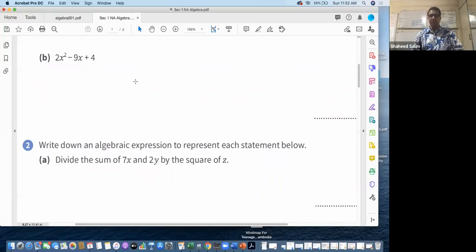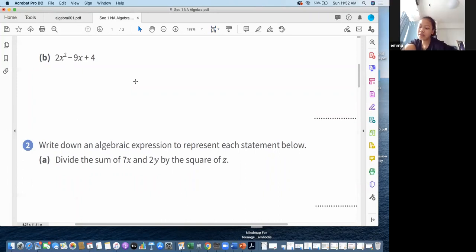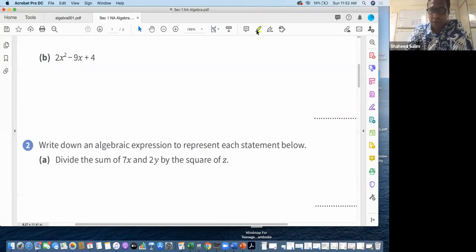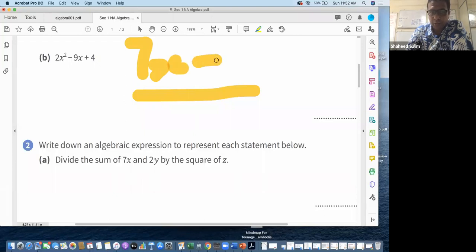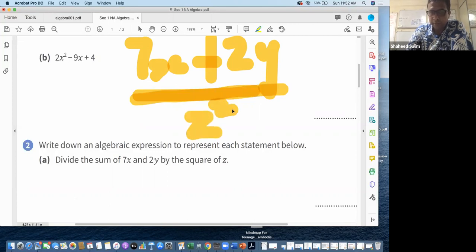7x plus 2y over z to 2. Z to the power 2. So I'm just going to write it for you. Did you write it like this? 7x plus 2y, like that, the whole thing has to be covering both of them, and then z to the power of 2, like that. Is it? Okay. If you write it like that, your answer is correct.